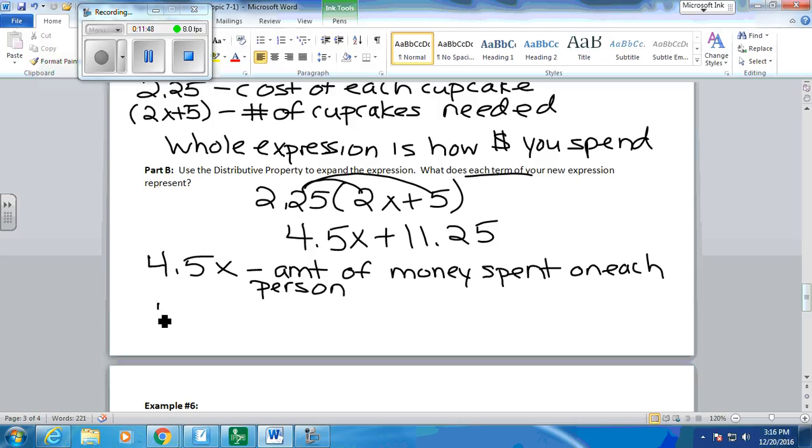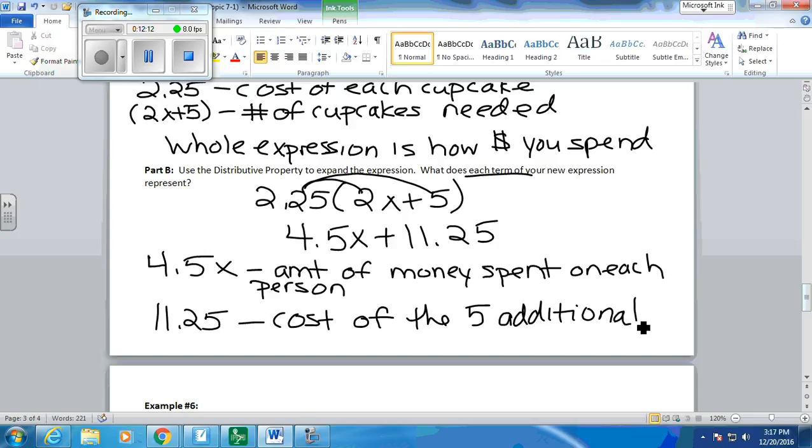And then the 11.25, well, if the 5 represented the 5 additional cupcakes that we were purchasing, and we've now multiplied that by the cost of the cupcakes, that represents the additional amount of money we would spend on 5 cupcakes. This is the cost of the 5 additional cupcakes. And again, when you're completing your homework or taking the test, they will be giving you multiple choice options here.